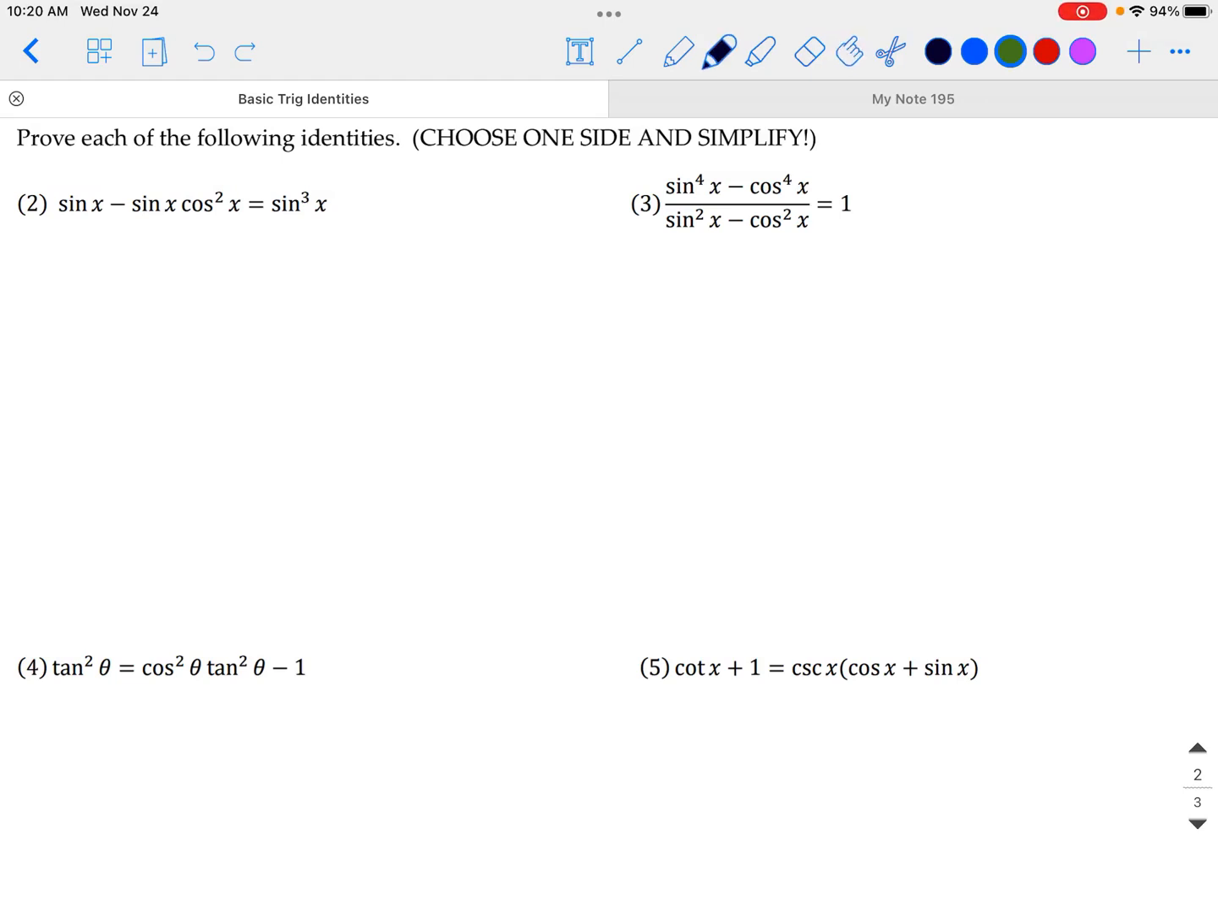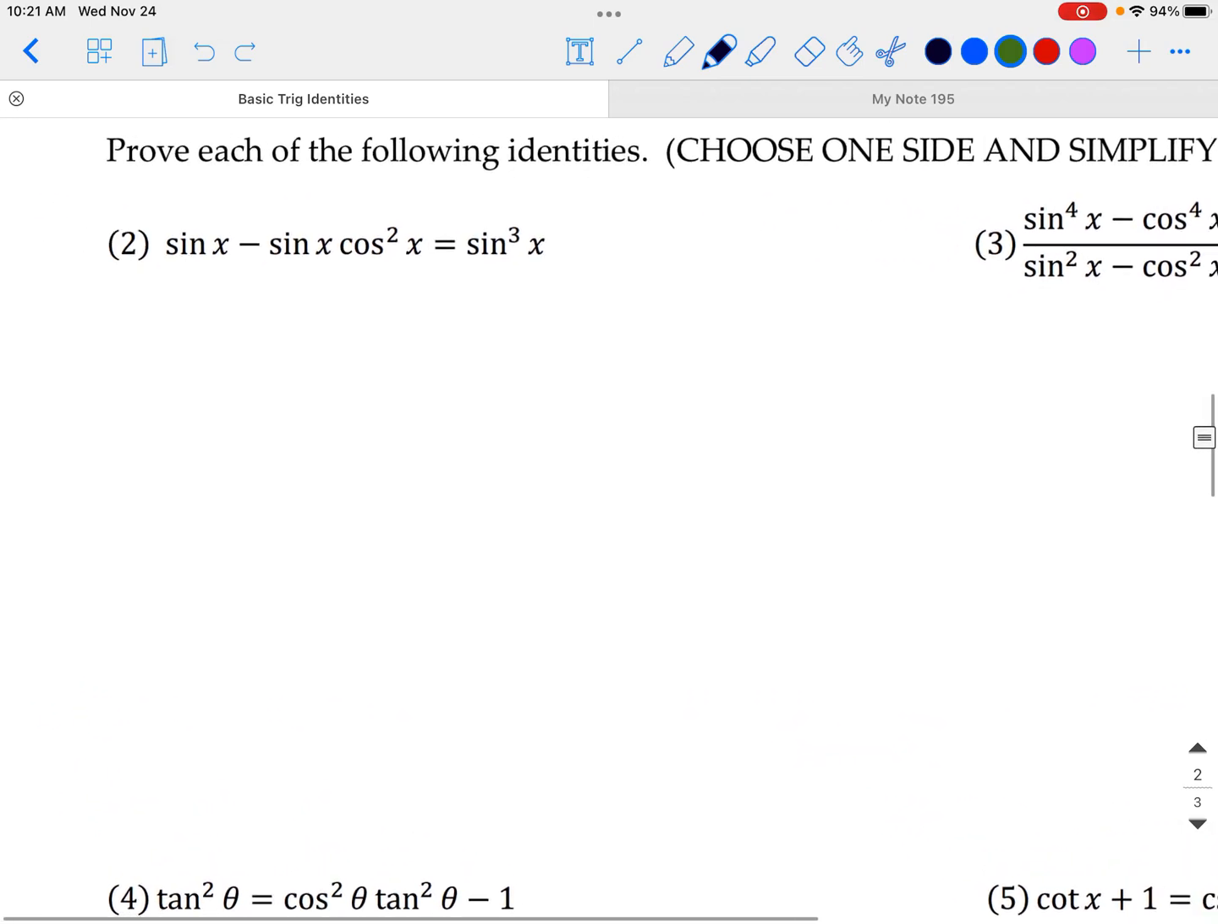Welcome back, everyone. This is going to be part 2 of our trig identities notes here, kind of as an introduction. So we've got some proofs to work through here, so let's hop right into it.